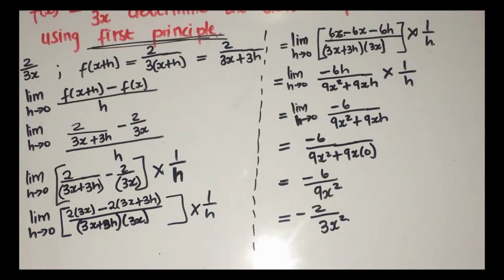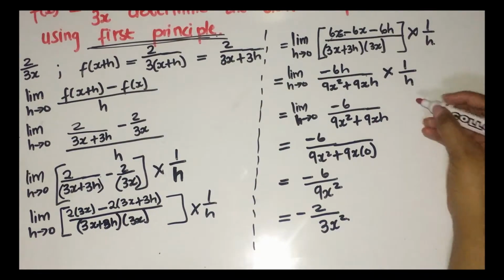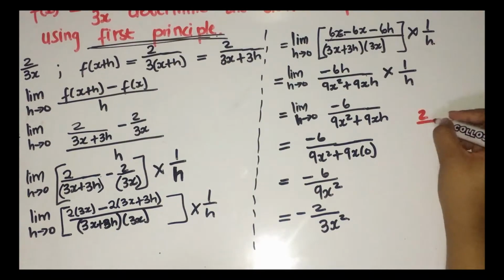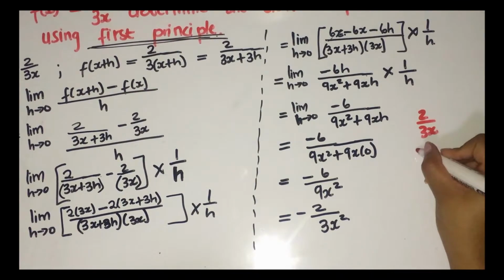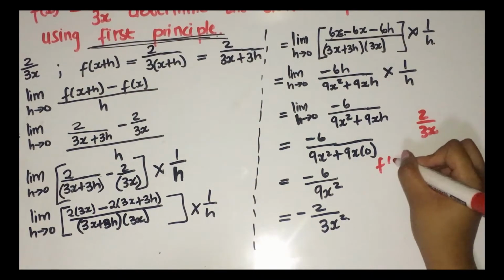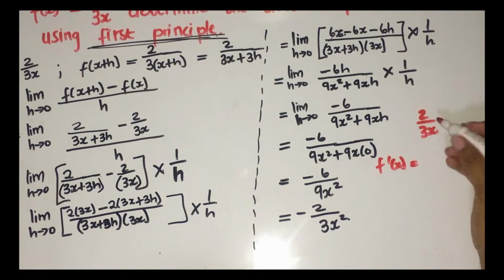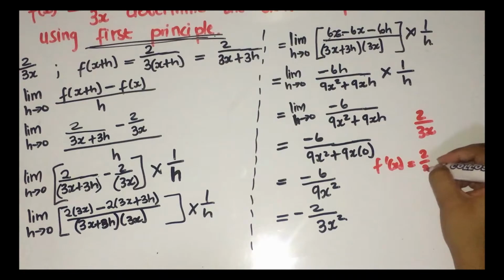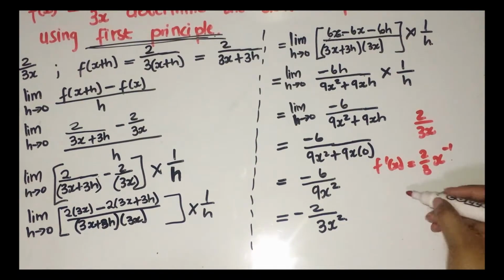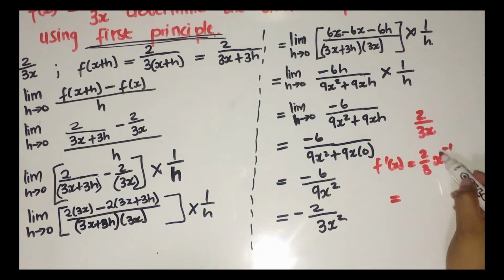So okay, we will check on the side, we were given 2 over 3x, so we will try to derive it, just deriving on the side to check that it is correct. So we have 2 over 3 multiplied by x to the power negative 1, right? Okay, then it will be negative 1.